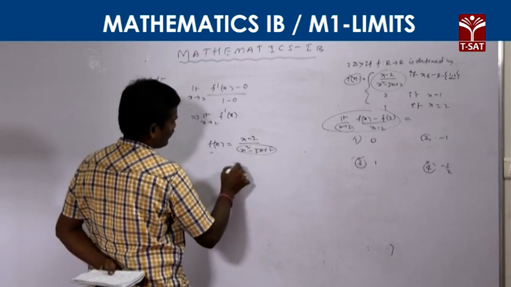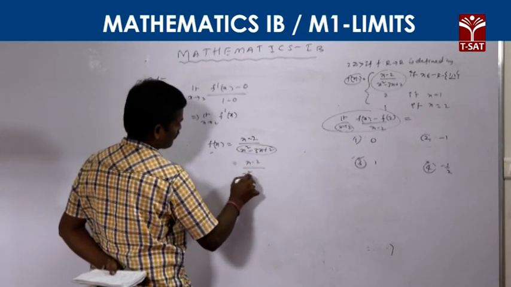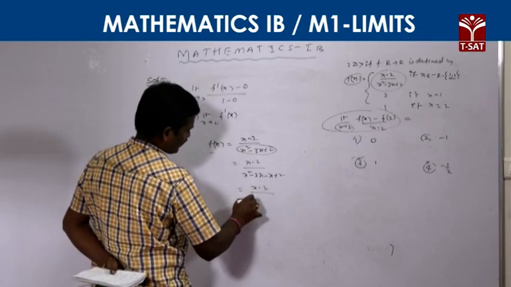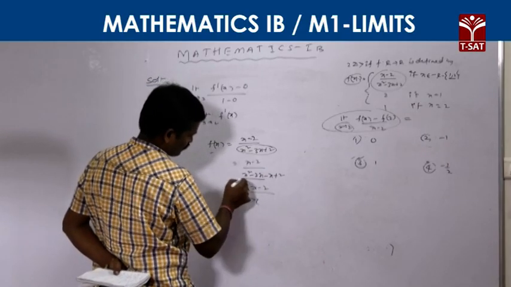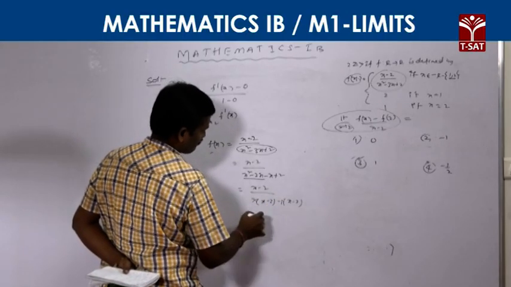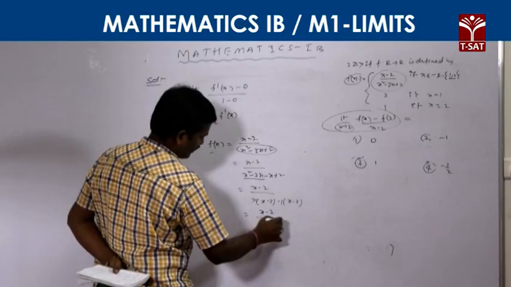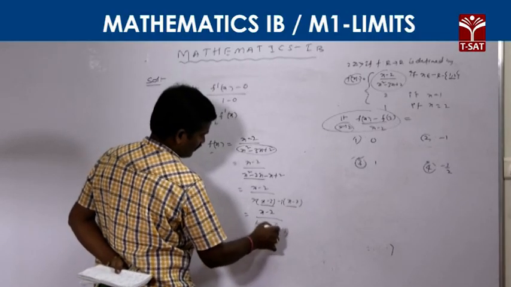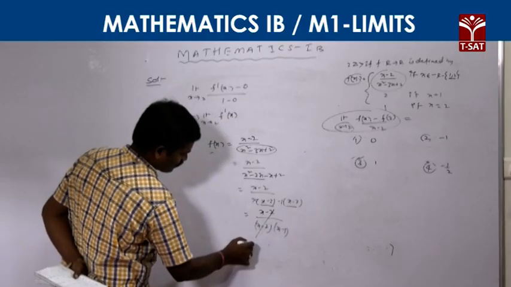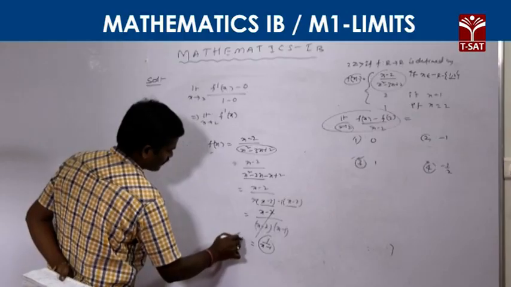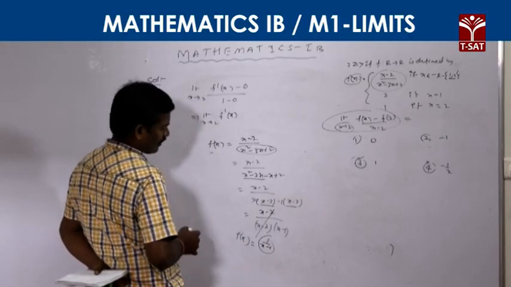Factorize the denominator: x minus 2 by x square minus 2x minus x plus 2. Take x common in the first two terms, so that is x into (x minus 2), minus 1 take common (x minus 2). So (x minus 2) by (x minus 2) again common, so (x minus 2) into (x minus 1). So x minus 2 cancels, only x minus 1 is the denominator. So f of x becomes 1 by (x minus 1).